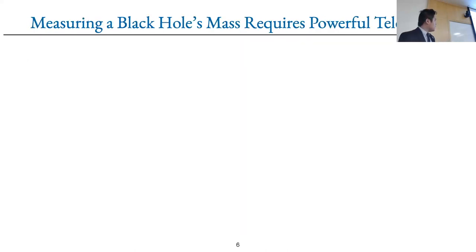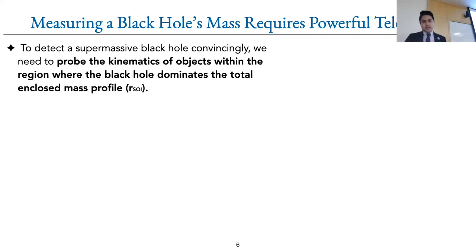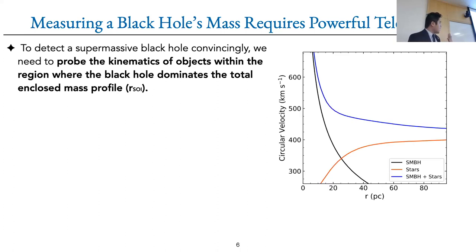So how do you go and measure a black hole mass? It's not a trivial exercise. To do that, you really need to probe the kinematics of tracer objects, so objects in the gravitational potential or the gravitational field of the black hole. And you need to probe the kinematics of objects where the black hole really is the dominant contributor to the enclosed mass there. What you're looking at here is a plot of circular velocity of some tracer object, maybe a star or some gas cloud. And the black curve is the velocity it would have, the circular velocity it would have if it was just under the influence of the black hole.